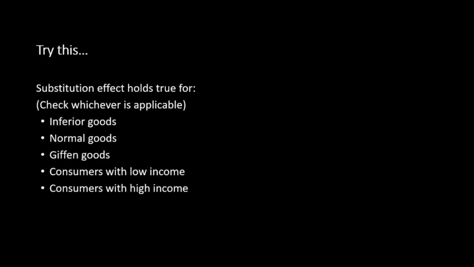Now let's do a small concept check here. Substitution effect holds true for which of the following options? Inferior goods, normal goods, given goods, consumers with low income, and consumers with high income. So what do you think? I would say substitution effect holds good for every kind of good and for all the consumers, because as per the law of demand, whenever the price of good X decreases, the quantity demanded for good X increases. So the answer is all of them. Substitution effect holds good for all kinds of goods.